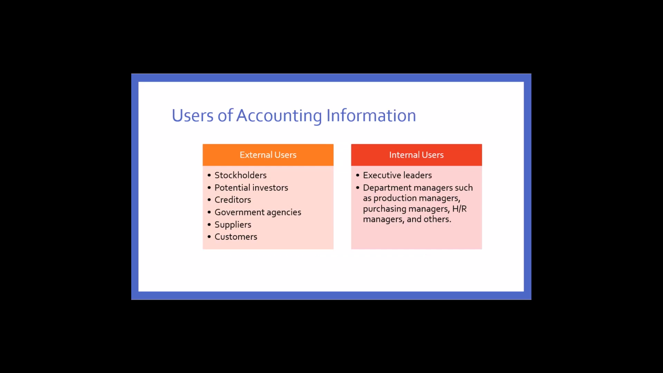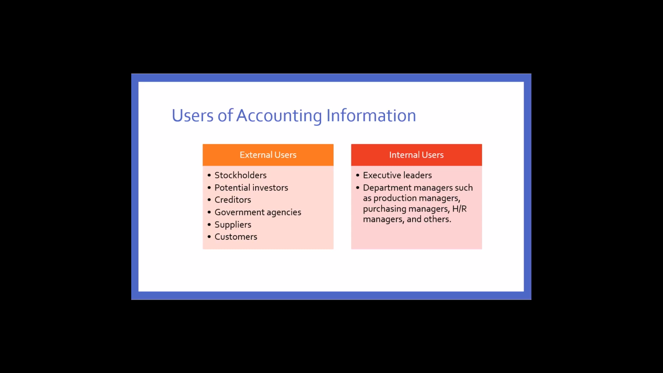So now let's talk about some users of accounting information. We often hear that accounting is called the language of business, and that's because it communicates information to help people make better decisions. People using accounting information are divided into two basic groups. We have our external users and our internal users. And when we're talking about whether folks are external or internal, we're always looking at it from the perspective of the company. So external users are going to be those people that are outside of the organization.